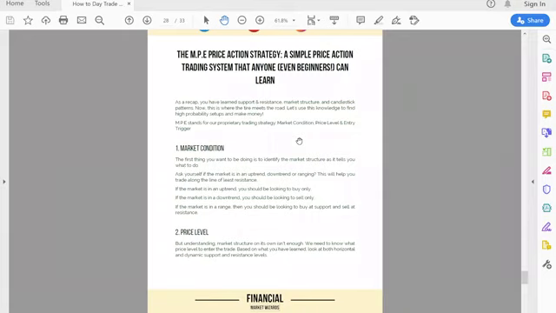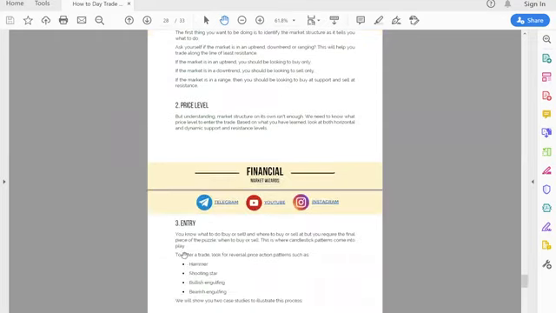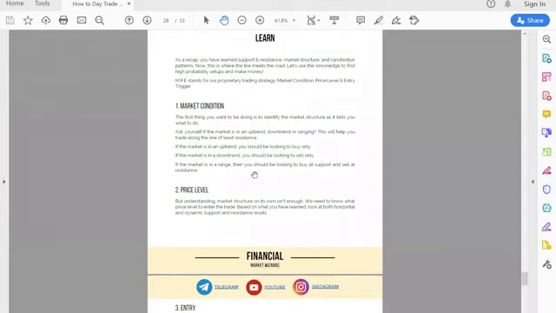A very simple price action trading strategy that works. It's very beginner friendly, and I want to show you how we do it step by step. MPE stands for market condition, price level, and entry. The first thing that you need to understand is that you need to always identify the market condition of a currency or any trading instrument that you are trading.